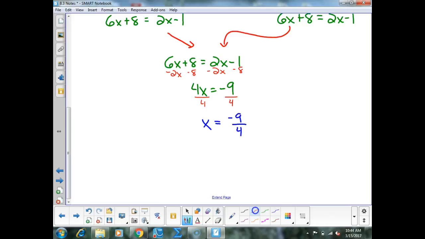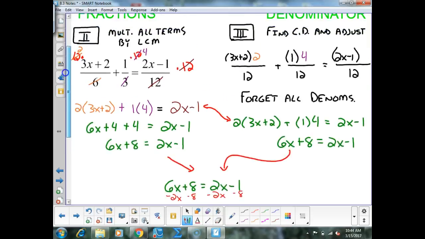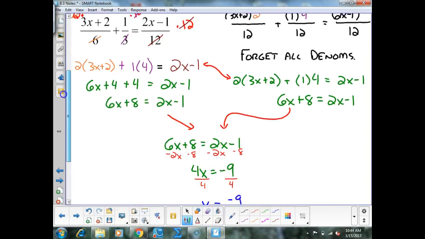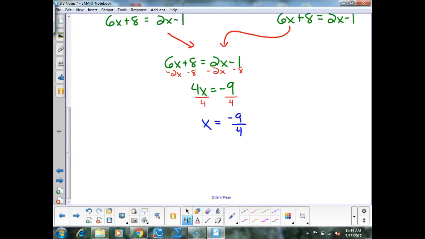Now, one thing we didn't do at the beginning of the problem is we didn't do our restrictions, did we? Are there any in this problem? No, because there's no variables in the denominator, no restrictions, so there is our answer.